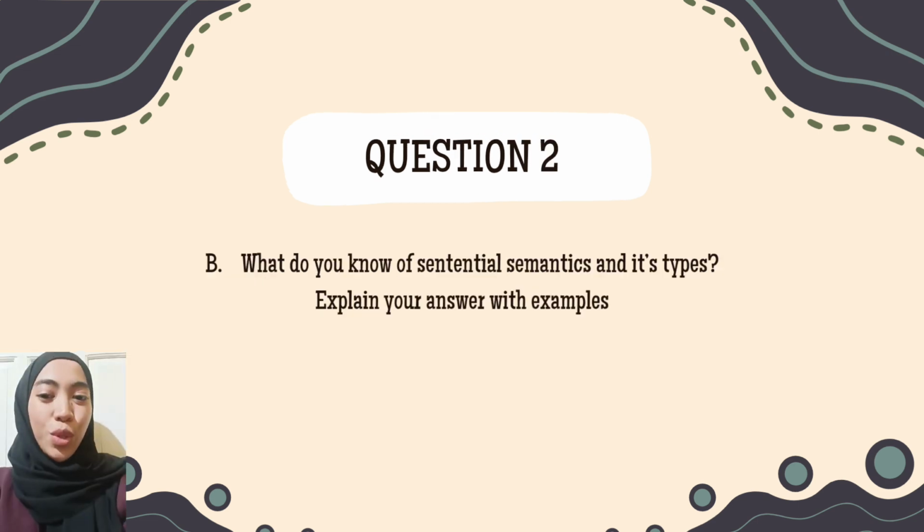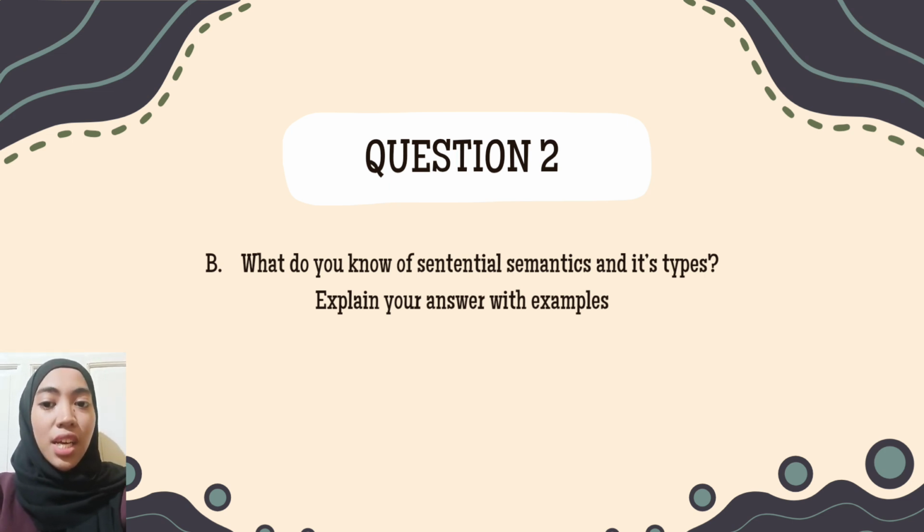monarchy. Do you know of sentential semantics and its types? Explain your answer with example. This explanation of sentential semantics provides a comprehensive overview of how meaning is conveyed in sentences and how different sentences can relate to each other. Here's a brief recap. First is presupposition, or implied assumption. Presupposition refers to information or assumptions that are considered to be known or accepted by both the speaker and listener before the sentence is spoken.